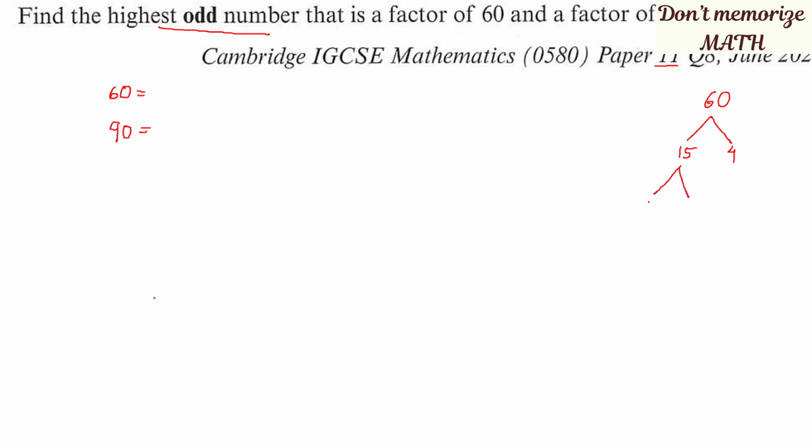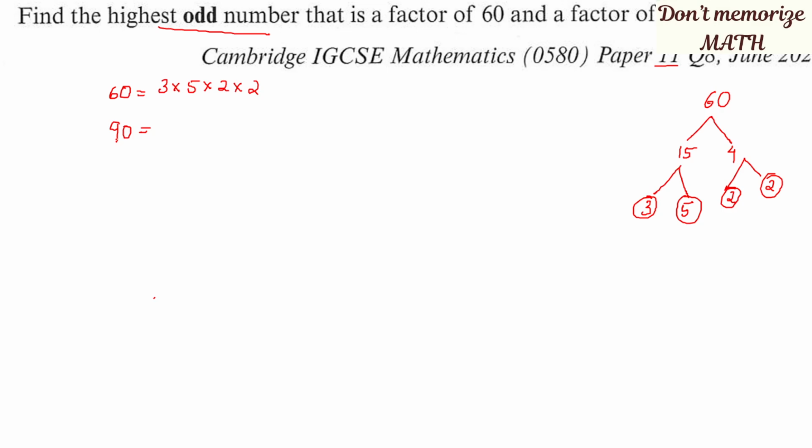15 you can split as 3 times 5. How can we split 4? 4 you can split as 2 times 2. So you can see 3, 5, 2 and 2 are prime numbers, and they are factors of 60. So we write 60 as 3 times 5 times 2 times 2.